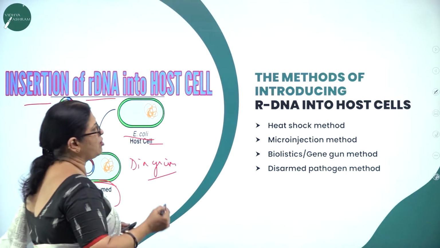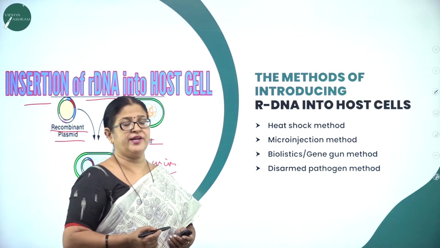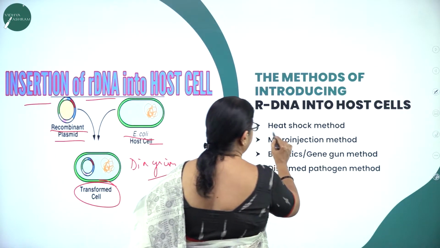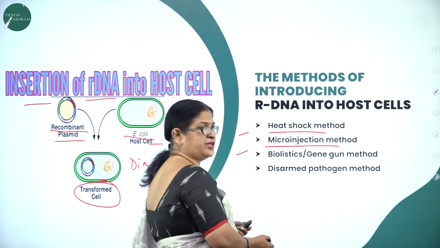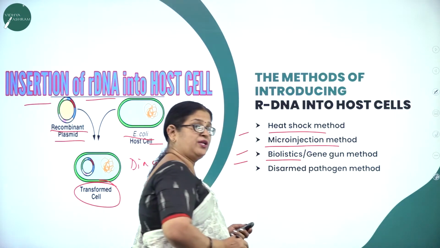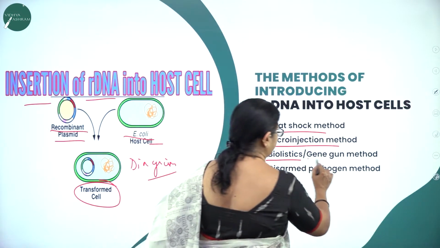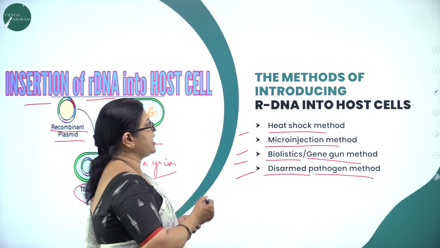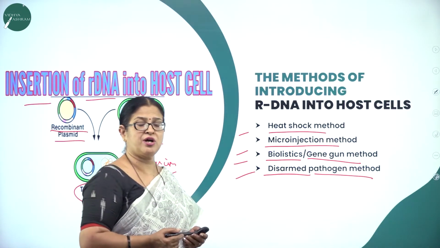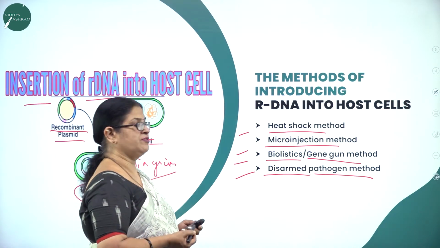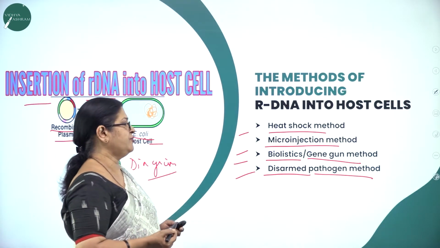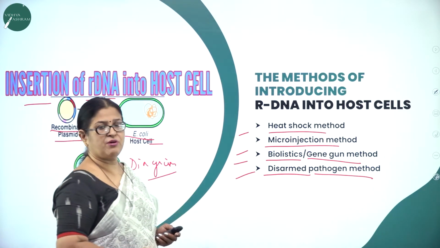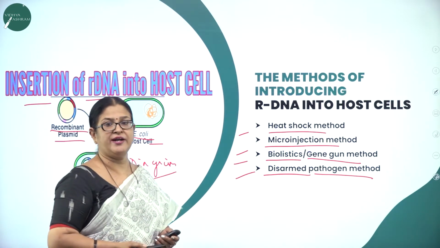What are the methods of introducing rDNA, that is recombinant DNA, into host cells? One is called the heat shock method, the second is the microinjection method, the third is the biolistic method, also called the gene gun method, and the fourth is the disarmed pathogen method. So all these are the four methods of introducing rDNA into the host cell.